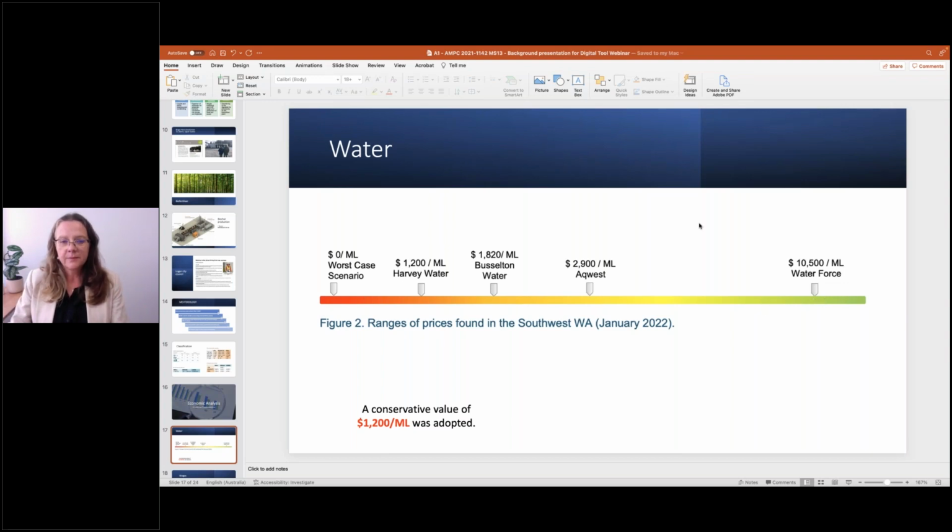So we did a benchmark study on what's happening in the area and how much people are paying for it, for construction, for irrigation, or for cooling down piles of wood chips, lots of applications. So we got to $1,200 per megaliter for non-potable as an amount that we consider conservative, because there are people paying 10,000, so we stick to 1,200 as an input.